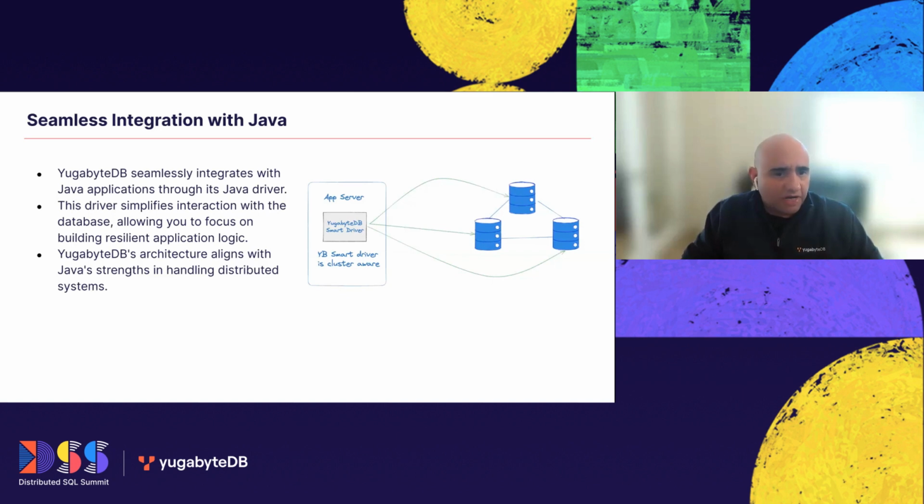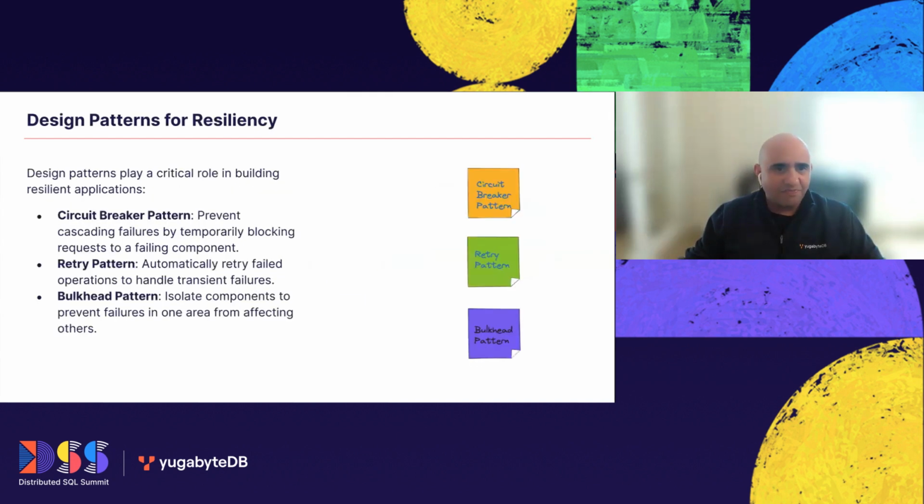YugabyteDB's architecture perfectly aligns with Java's strength in handling distributed systems. It's like having a harmonious duo working together seamlessly to achieve outstanding results.